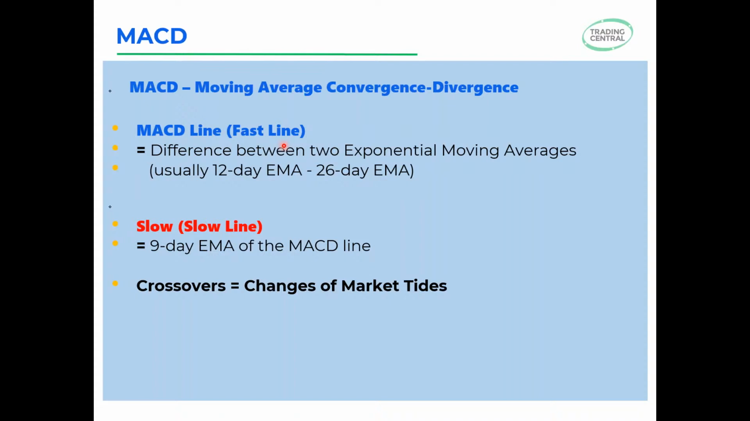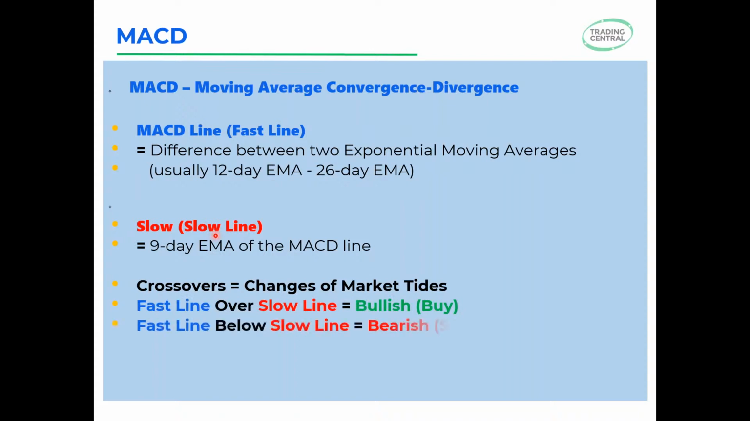We would like to see crossover. Just like the simple moving average, we like to see the fast line cross above the slow line or cross below the slow line. Cross above is bullish in general. Cross below is bearish. And then we have another term, histogram. I will show you, don't worry. We have the MACD, and we have the MACD histogram.